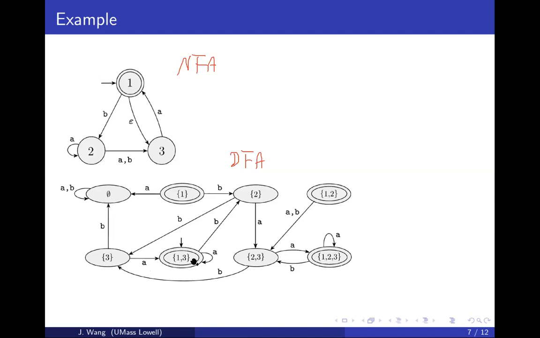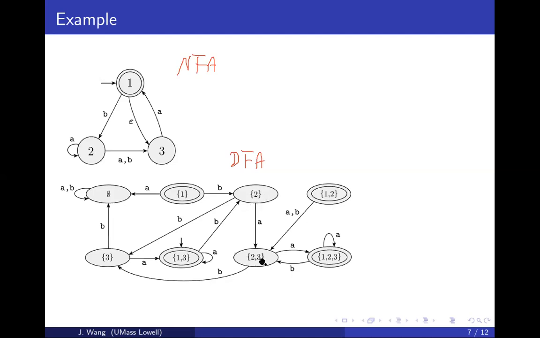Okay, so now let's go to 1, 3. 1 on A doesn't go anywhere, but 3 on A goes to 1, and the epsilon closure of 1 includes 3. So 1, 3 on A goes back to itself. And then 1 on B goes to 2, and 3 on B doesn't go anywhere, that's the empty state. Combining them, the union of 2 and the empty set is 2. So on B it goes to 2, which we have already seen.